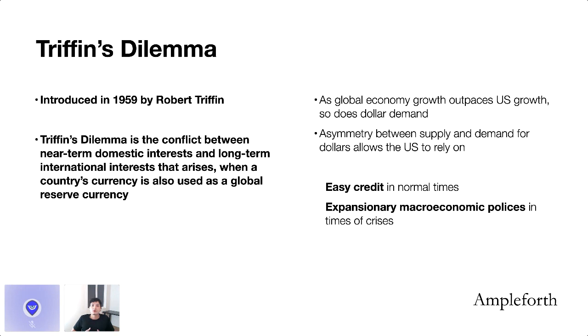So a clear example of this today is, we've seen the global economy and emerging markets grow faster than the US economy, right? And because the dollar is the global reserve currency, there's a greater amount of demand for dollars than there is supply of dollars. And this allows the US to rely on easy credit in normal times because there's always more demand than supply, or you can always borrow. And it also allows us to engage in highly expansionary macroeconomic policies in times of crisis, like a lot of money printing, a lot of money creation. And really, this is maybe a necessary evil, I guess.